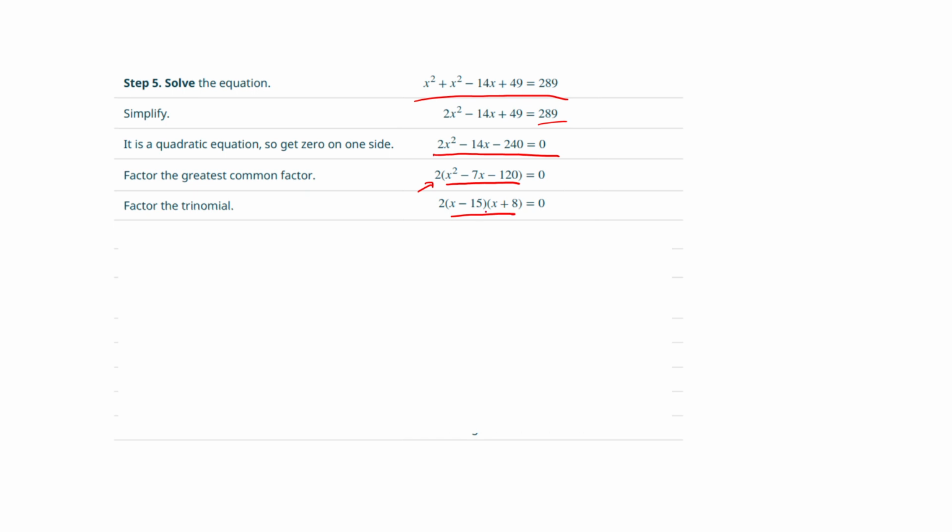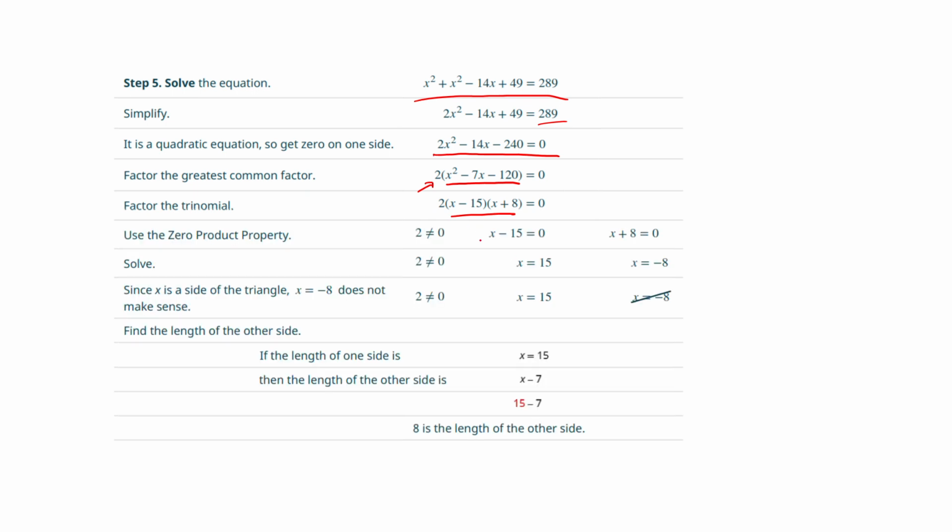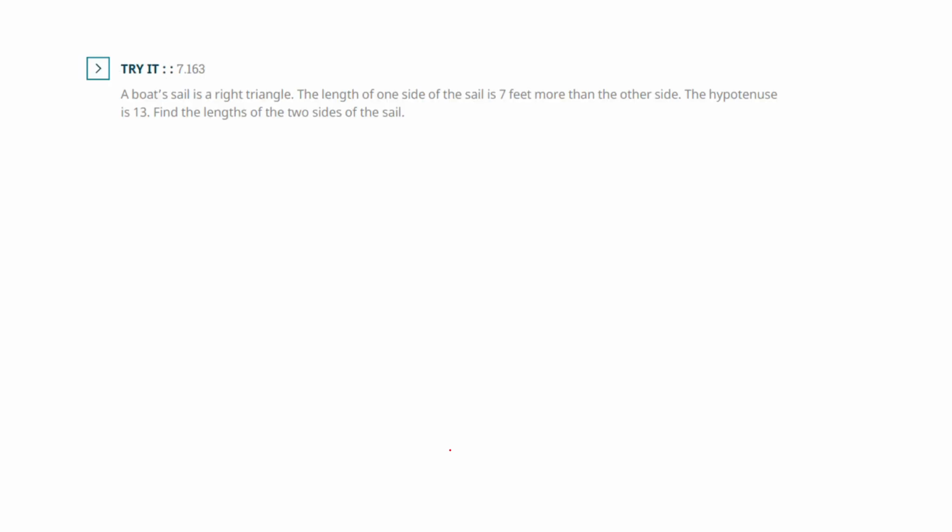Here they are. Now if you remember this from the section on the zero product property, this 2 is never going to equal 0. You can't turn a 2 into a 0, so he's not part of it. Has nothing to do with it. Now I solve the other two. I get x is 15 and x is negative 8, but that doesn't make any sense because it was the side of a triangle. So we've got one of the sides, and if you remember all the way back, it said the other side is 7 less than this one, so the other one must be 8.